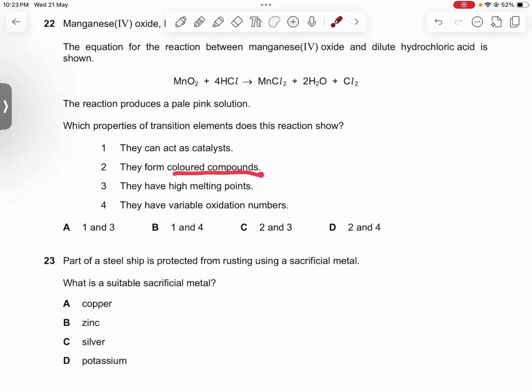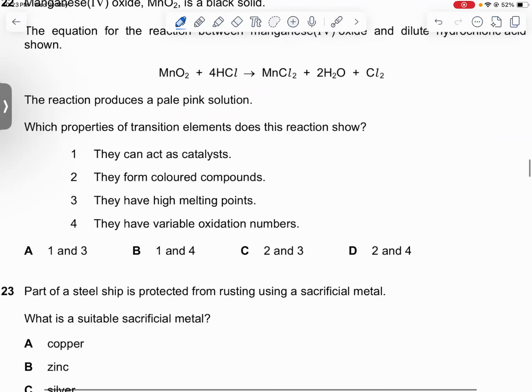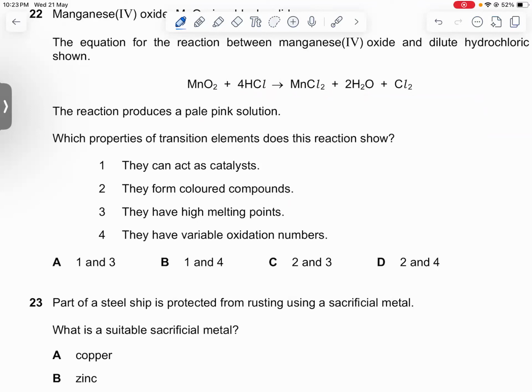They form colored compounds. They have high melting point. They have variable oxidation numbers. All right. So for these, we have to look at, first of all, transition metals have three characteristic properties. Those are that they can act as catalysts, they can form colored compounds, and they have variable oxidation numbers.